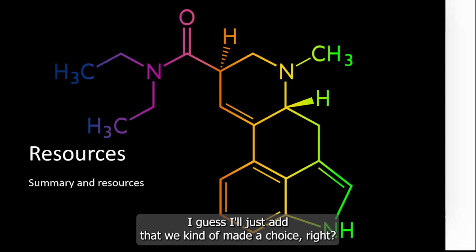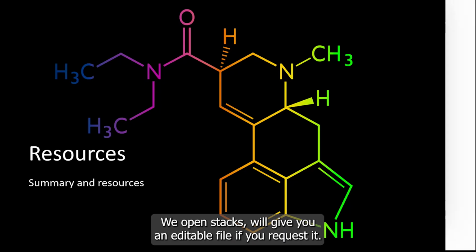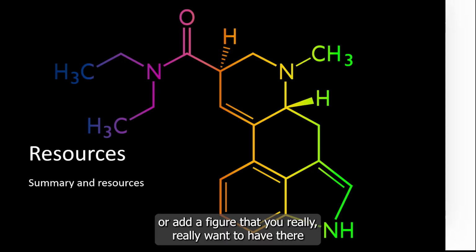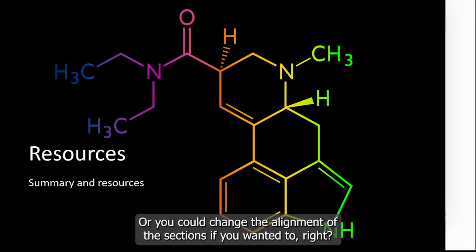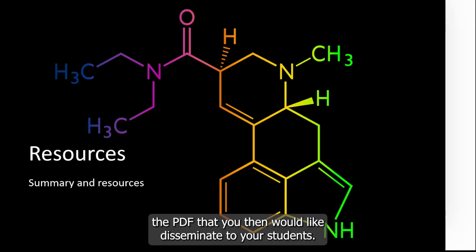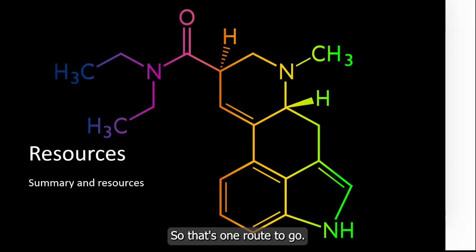And I guess I'll just add that we kind of made a choice, right? OpenStax will give you an editable file if you request it as an instructor, where you could delete or add text, or add a figure that you really want to have there that you think is crucial. Or you could change the alignment of the sections if you wanted to. It's just that when you save that, it becomes a PDF that you then disseminate to your students. So that's one route to go.